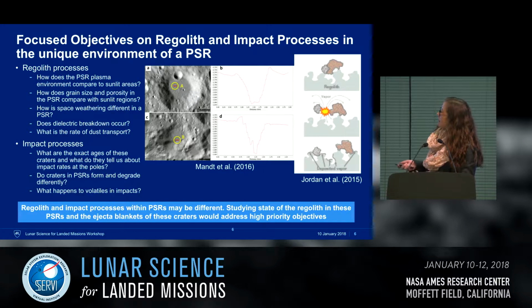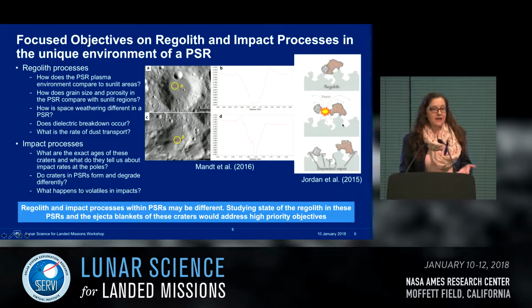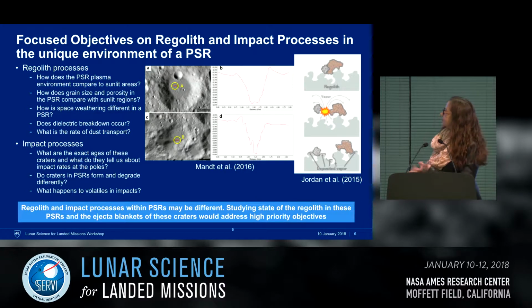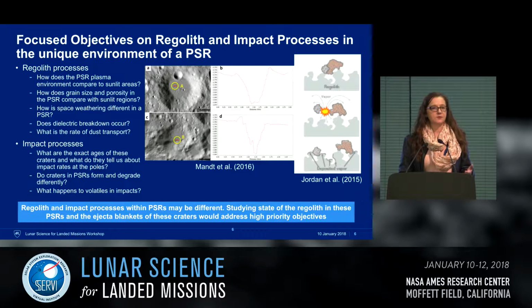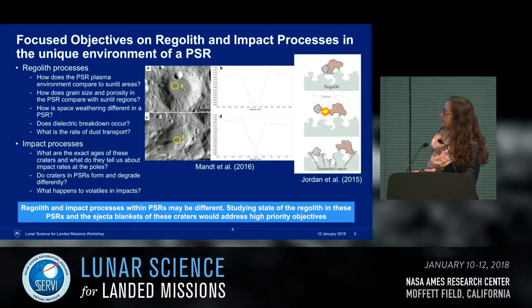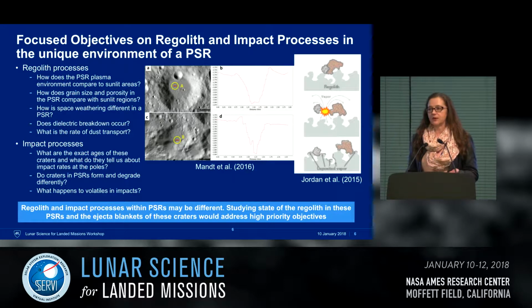Why is that? And then there are different processes that have been suggested to only take place in the permanently shaded regions. One is dielectric breakdown. From the crater team, they've been studying this. And is this process happening in the permanently shaded regions, or is it not? It would make the grain size of the regolith smaller, and it would also influence the space weathering. So there's a lot to study about regolith processes. And then, of course, if we visit a geologically young crater, then we could start studying impact processes in this unique environment of a permanently shaded region.